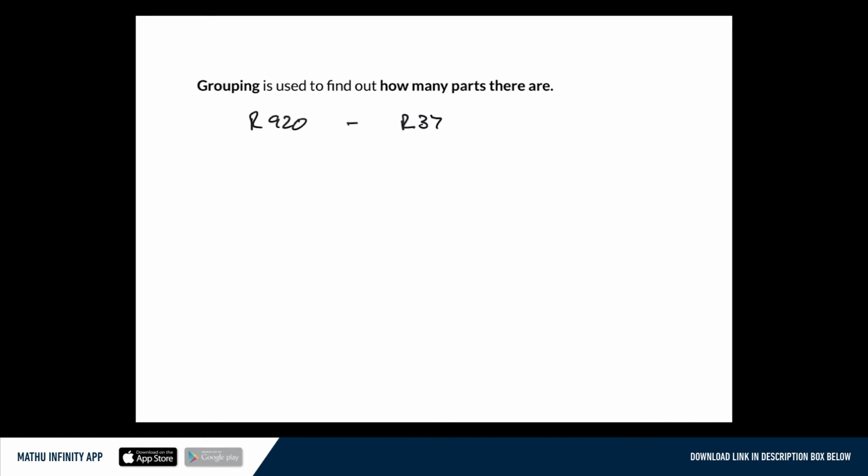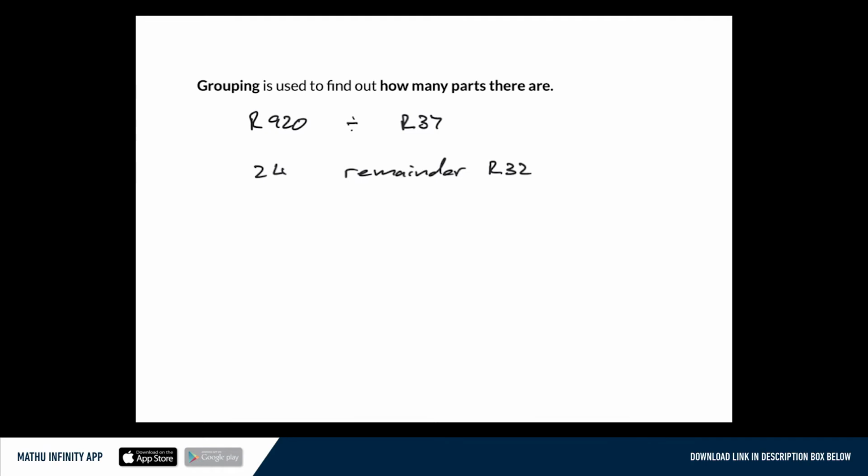So we would put in the divide sign, and if you solve it, you should get an answer of 24, and you will have some change. You'll have a remainder, okay? But it's 32 Rand, so that doesn't complete another group. So we're looking there, how many groups of 37 Rand can fit in 920 Rand?